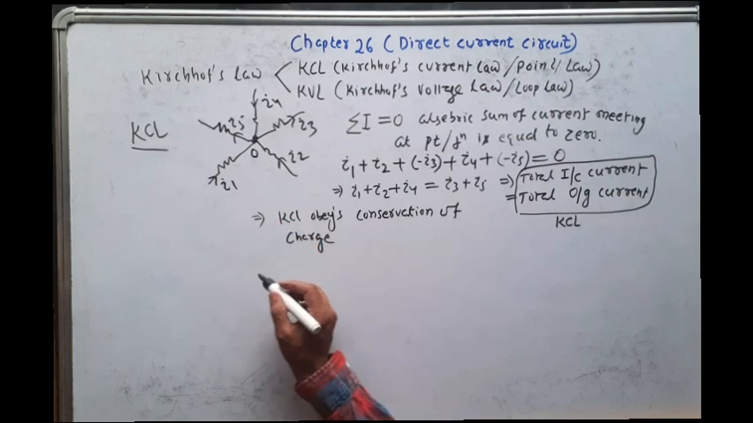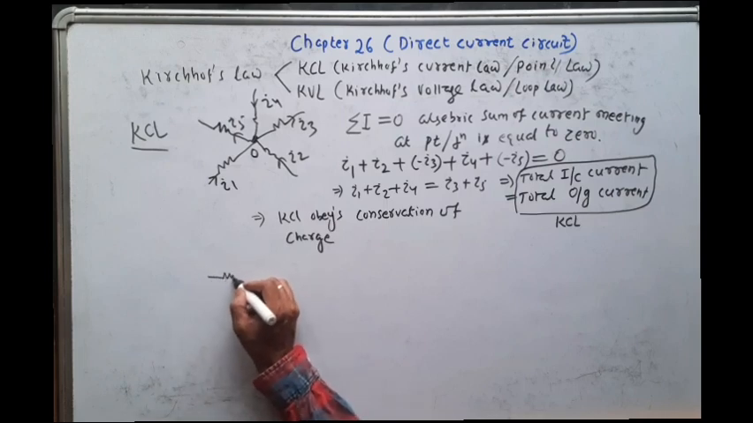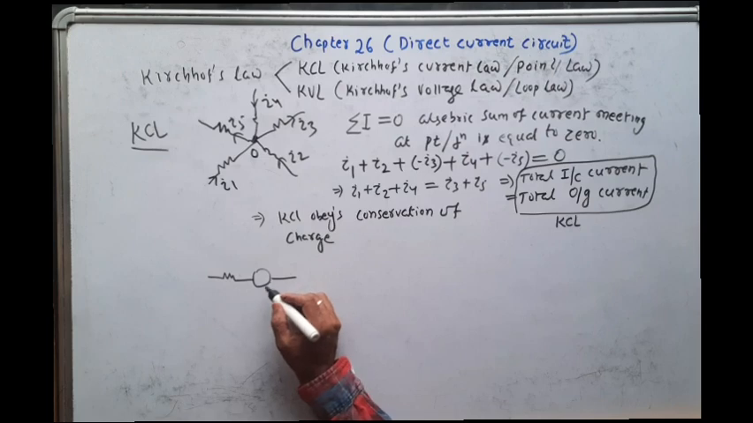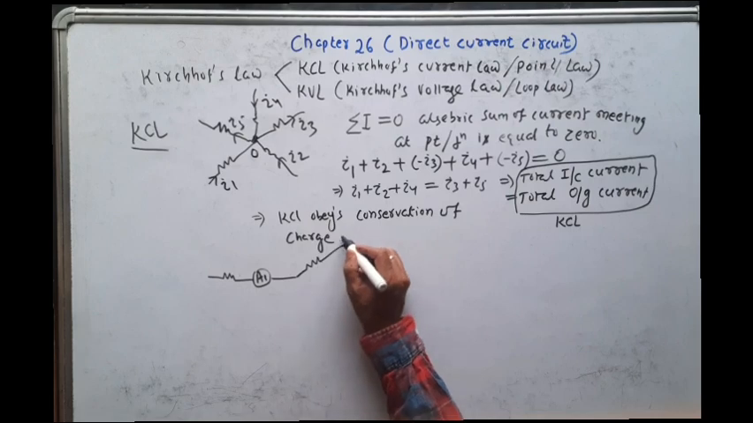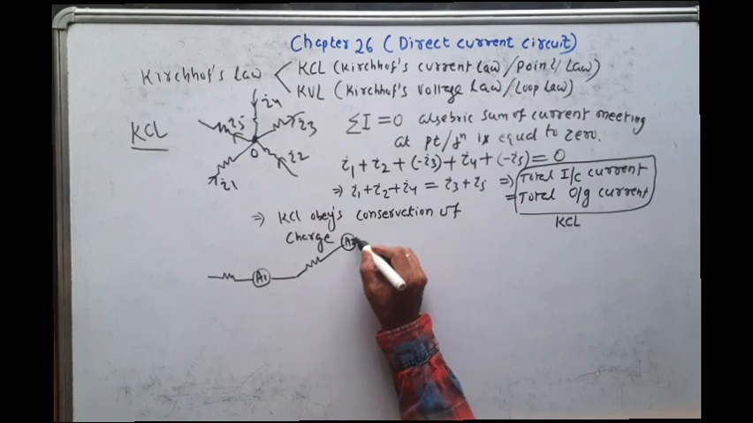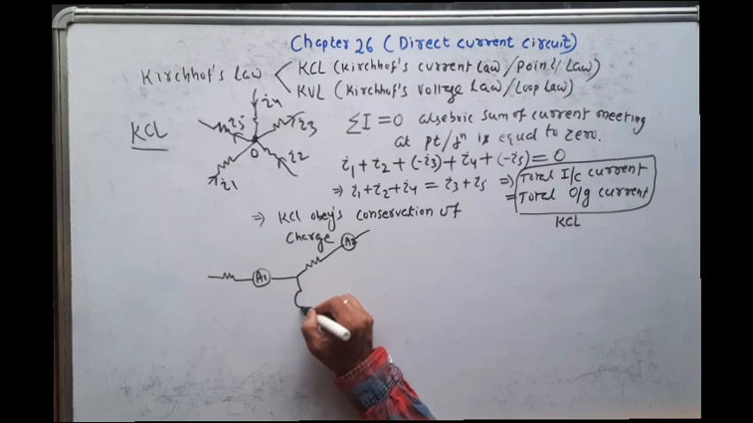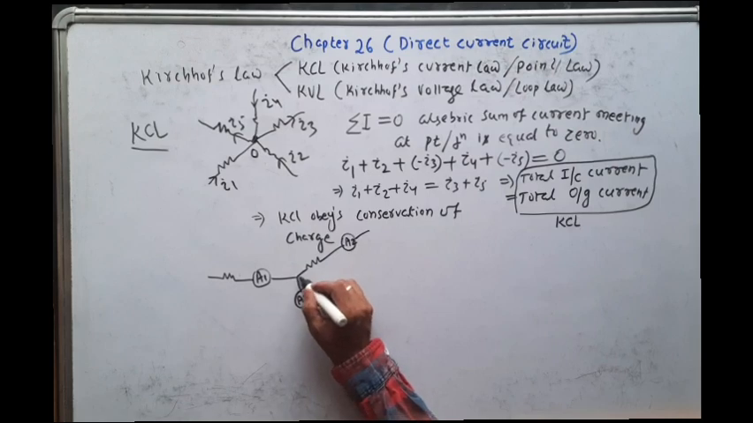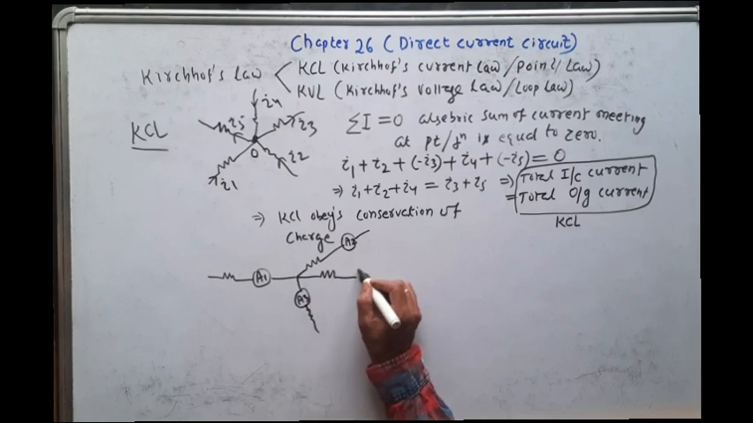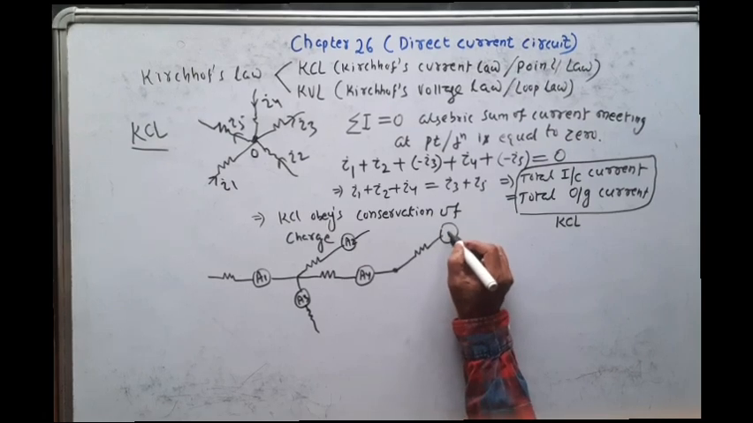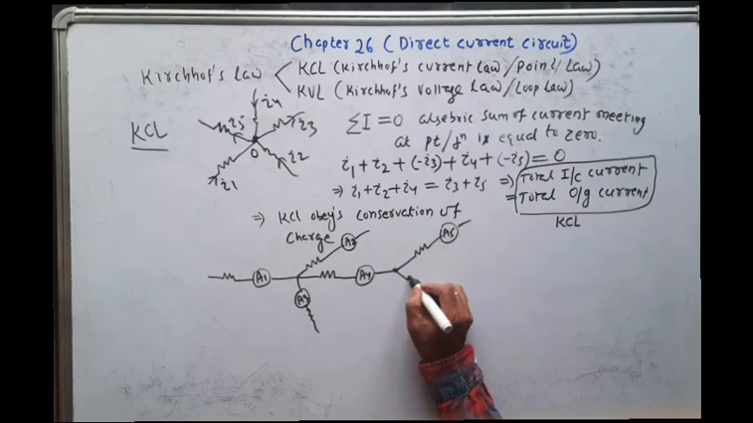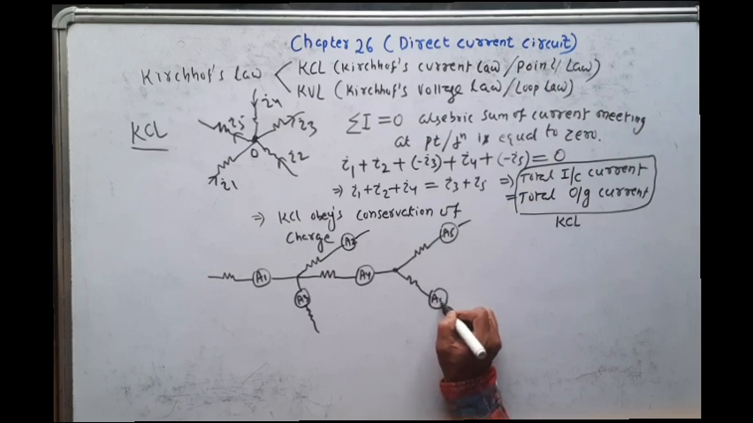So now let us take an example. Suppose this is a branch, and in this branch there is an ammeter A1. This is another branch, where the ammeter is A2. This is another branch of the circuit, where ammeter A3 is connected. This is another branch, where ammeter A4 is connected. This is another junction, with two resistors connected here. Let us say this is A5, and this is another conductor connected to A5.